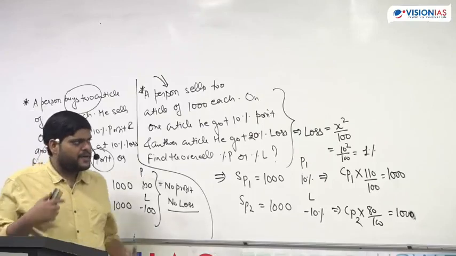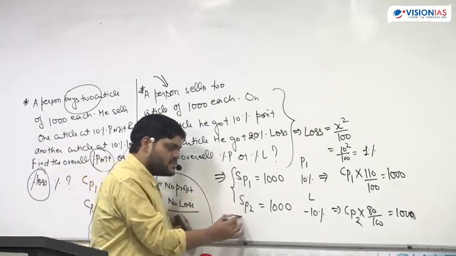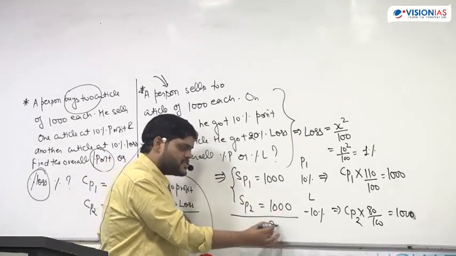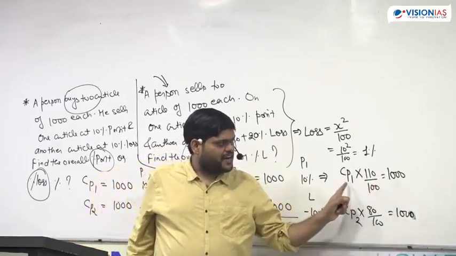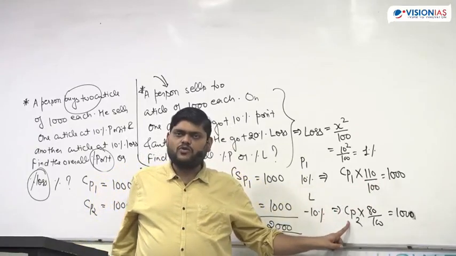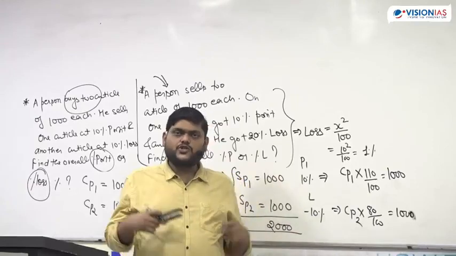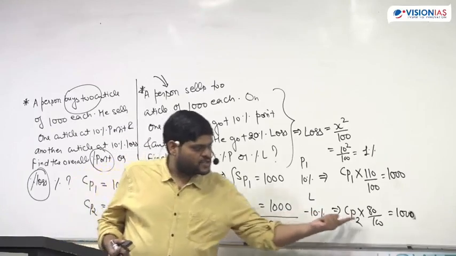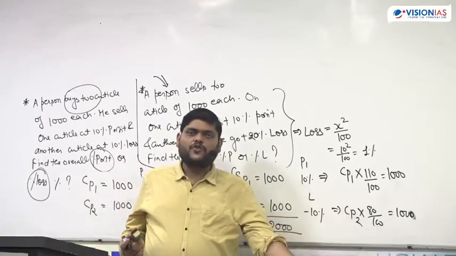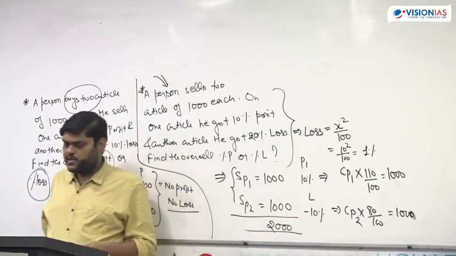Okay. Now even if you have a doubt how you can solve, what is the total selling price? Total selling price is 2000. What is the total cost price? You can find out CP1 plus CP2. And you have to find out the overall profit and overall loss. So you can apply the formula overall SP minus overall CP upon overall CP into 100. You will get your answer.